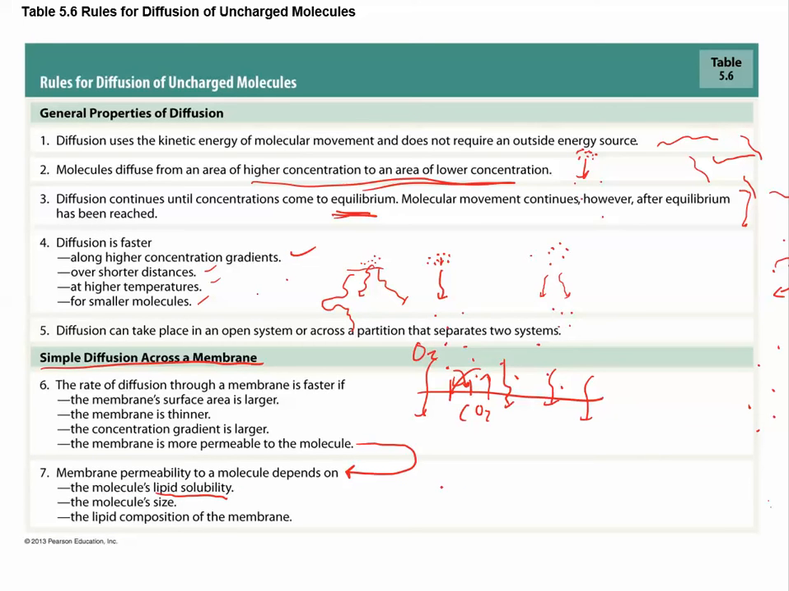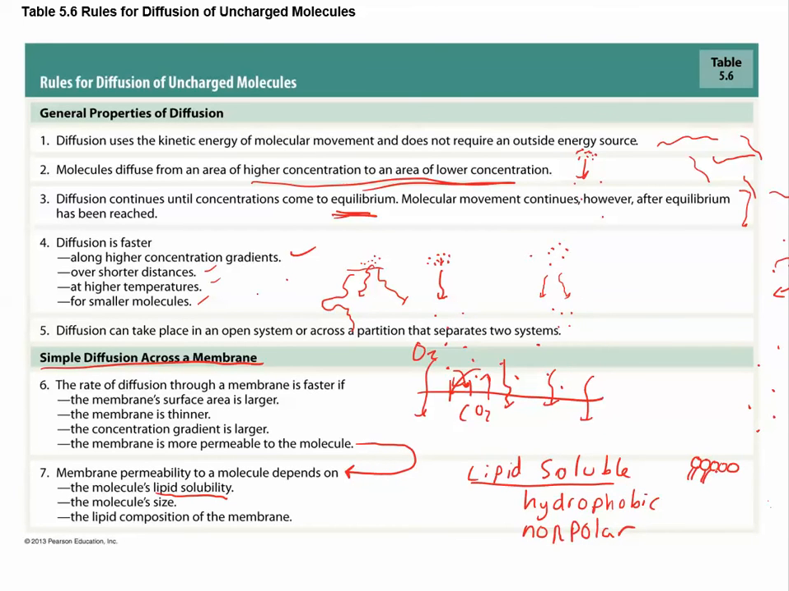So if something is lipid soluble, that means that it tends to be more hydrophobic, which means that it is nonpolar. Okay? So these are going to be more soluble. So a molecule that is hydrophobic, nonpolar, essentially the same thing, is going to be able to diffuse through a membrane.